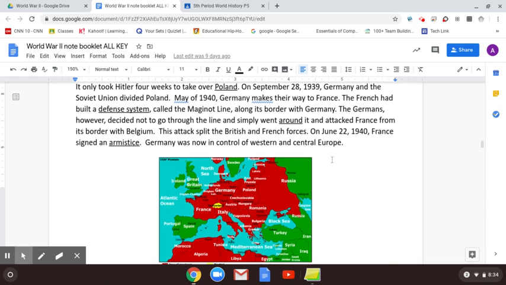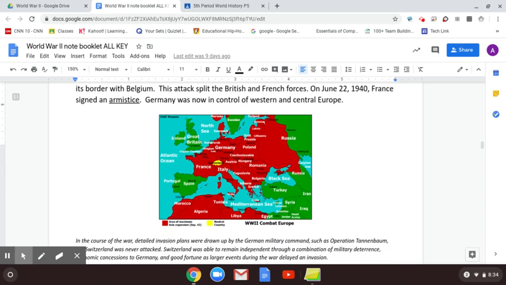This map right here shows the area of the Axis expansion. Think of Germany as the head of the Axis powers. The people who were either allies with Nazi Germany or were now being controlled by Nazi Germany are in red. And that is essentially all of continental Europe. And then even lots of Africa up here or down here.